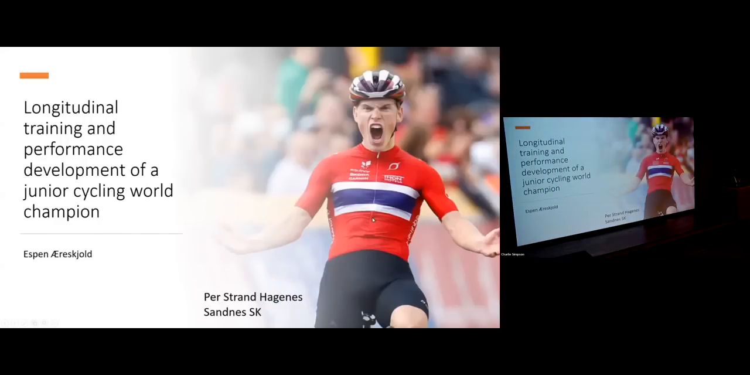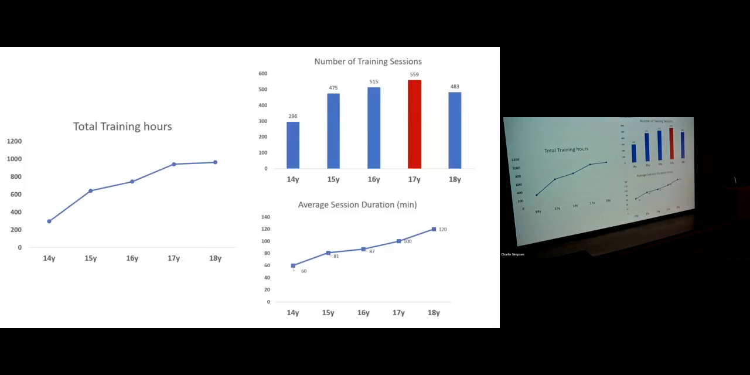This is just one example to conclude. World champion at 21, junior world champion. We have good data on his performance because it's a Norwegian kid that is coached by a guy I work with a lot. So here we see, what did he do from age 14 to 18? Total training hours: at age 14, he's trained about 300 hours. At 15, he's made a big jump here. That would normally not happen, but he did. 600 hours, 700, 850, 950. Average session duration: 60 minutes, 81, 87, 100, 120. Number of sessions peaks out during the pandemic, 559 sessions, at 17.